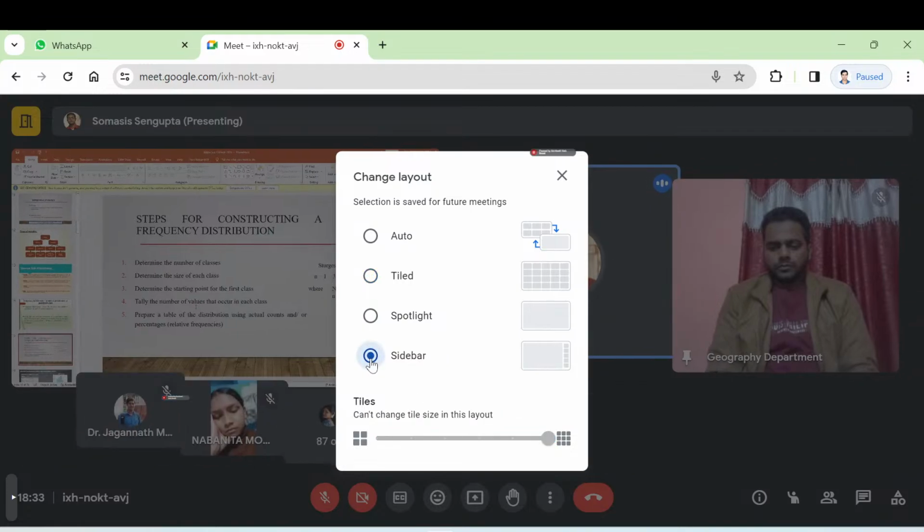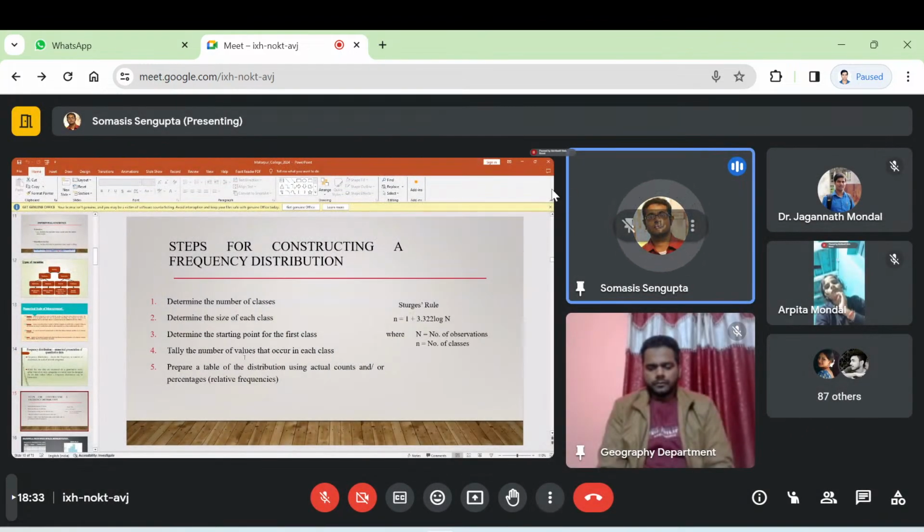So although we have been specified to use Sturges rule, suppose Sturges rule gives you a total of expected 5 classes. Then anywhere between 4, 5, 6 is acceptable. So it is not so much exact. And then I prepare a table.